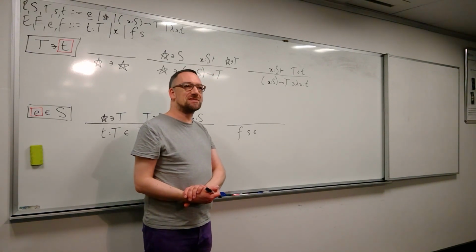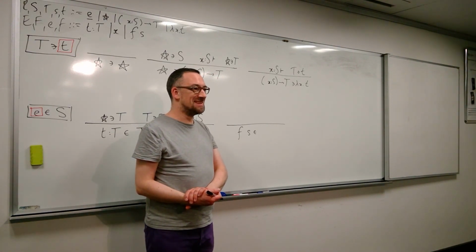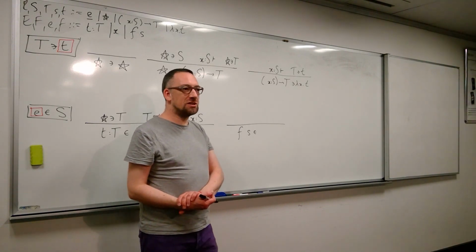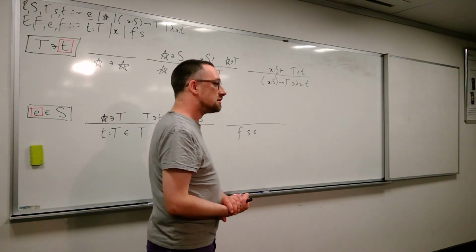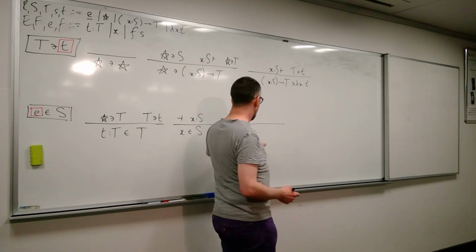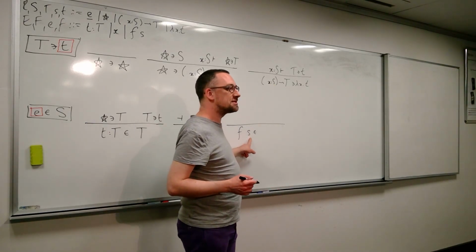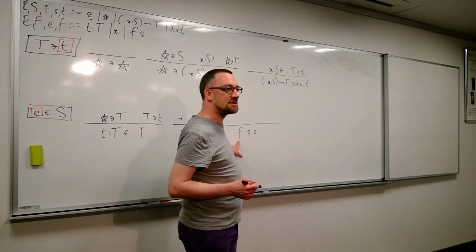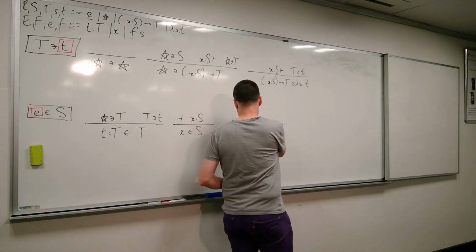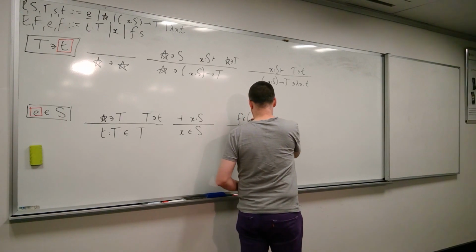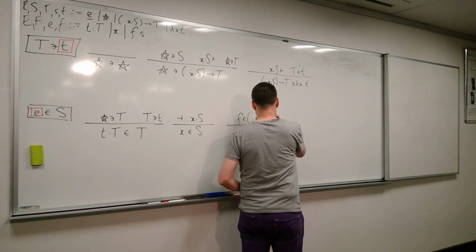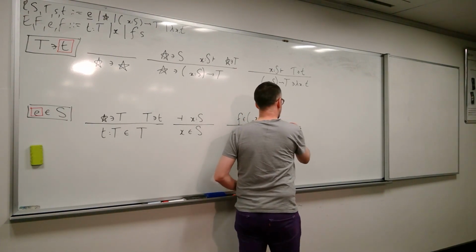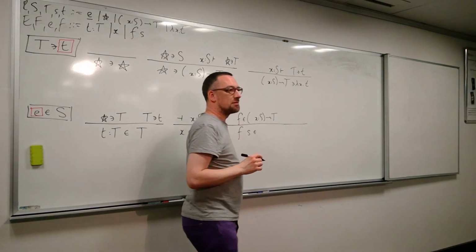Do we have a choice? No choice about our first move whatsoever. We don't know at what type to check the S. So our only first move is to synthesize the type of the function. And it had better be a function type.